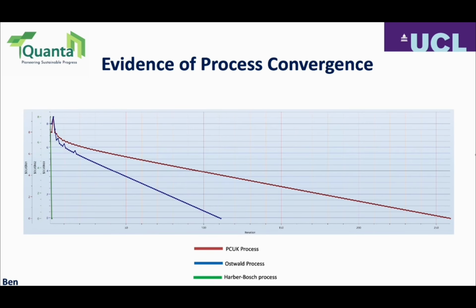When looking at the convergence behavior, the PCUK section reached a satisfactory tolerance after about 250 iterations and settled very close to 0, while the Ostwald section needed around 110 iterations to stabilize. The Haber-Bosch section converged almost immediately, showing that its part of the flowsheet was straightforward for the solver.